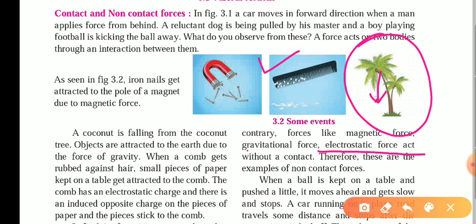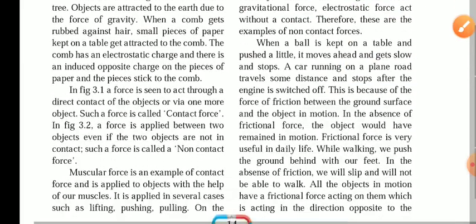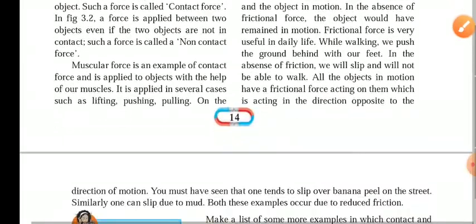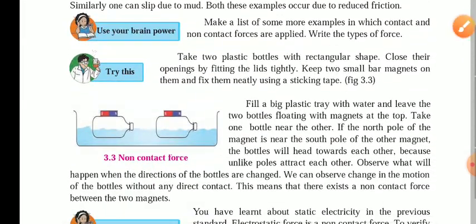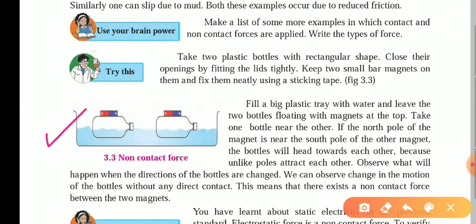The coconut tree which we have discussed is gravitational force, and the magnet is magnetic force. So these are the examples of non-contact forces. Further, in this part, they have taken another example to explain the non-contact force.